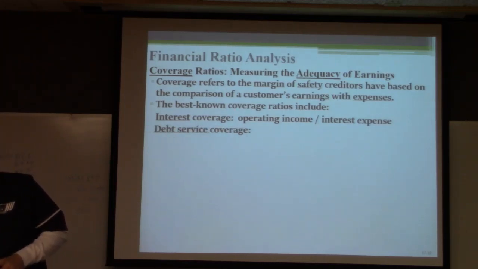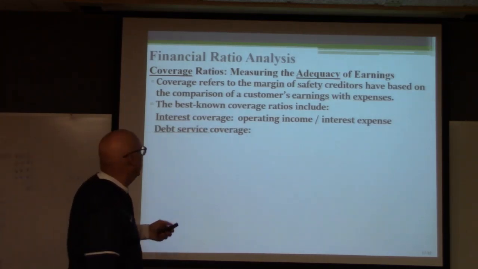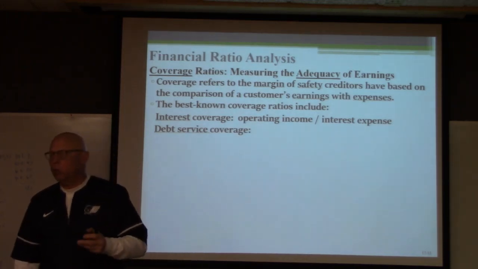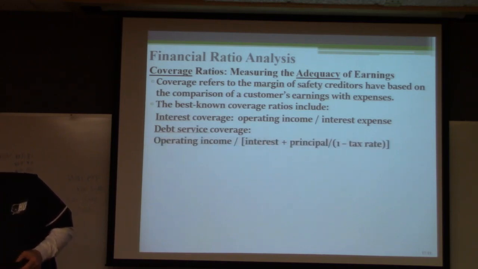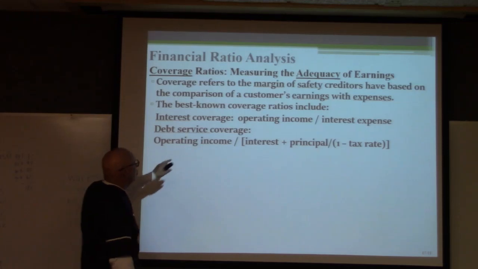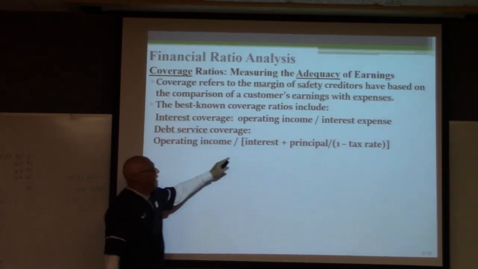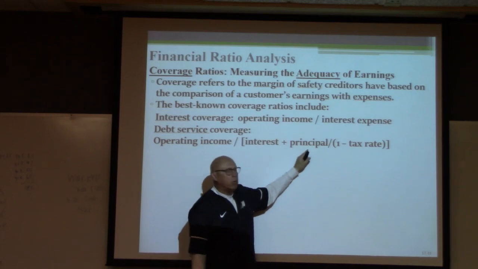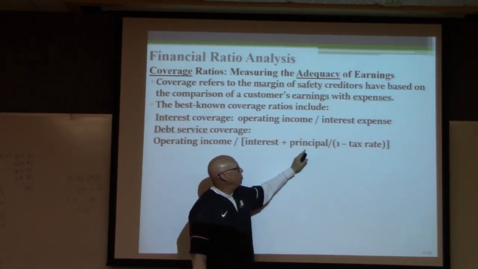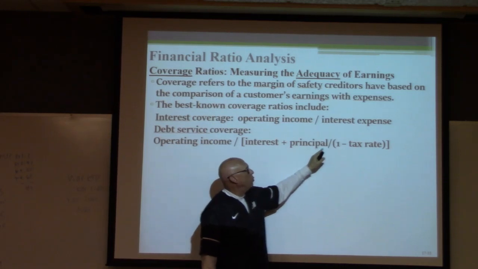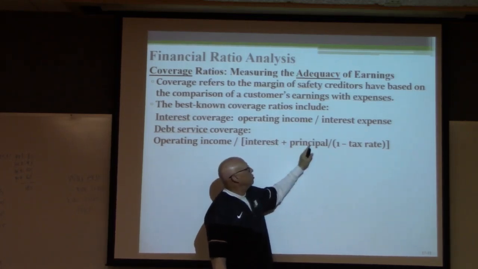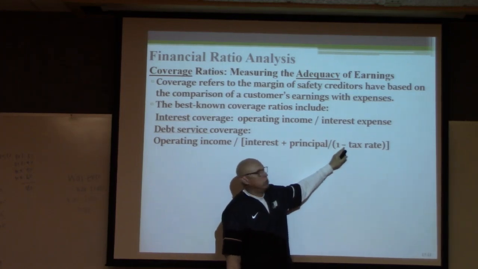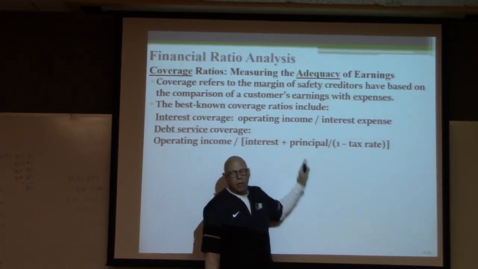A better known, more commonly used coverage ratio is debt service coverage. You see this ratio a lot in banking and a lot in real estate. Debt service coverage is the ratio of operating income in the numerator and interest and principal in the denominator. Note that principal is grossed up, because principal is not deductible. It actually is more costly than interest. So you take the principal, divide it by 1 minus the tax rate, and then you add it to interest, and that is your denominator.